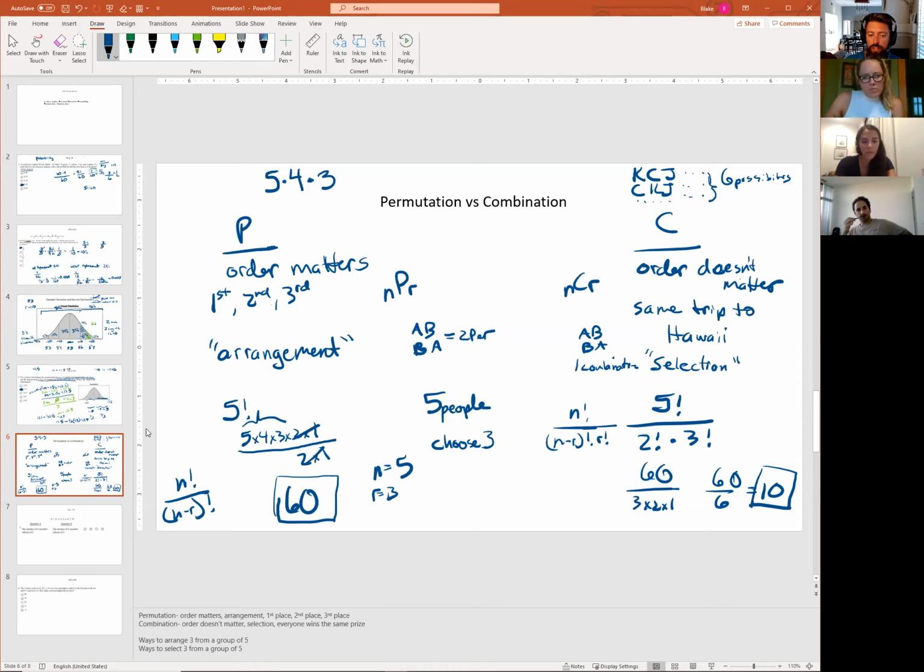If you ever forget which formula should go where, notice this one's going to make your number smaller, right? The combination one, because you have something else. You have the r factorial, you have that extra in the denominator. That's going to make your number smaller. And that makes sense because there are fewer unique combinations than there are permutations.